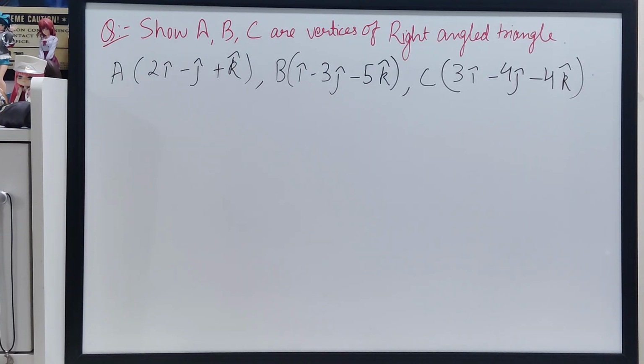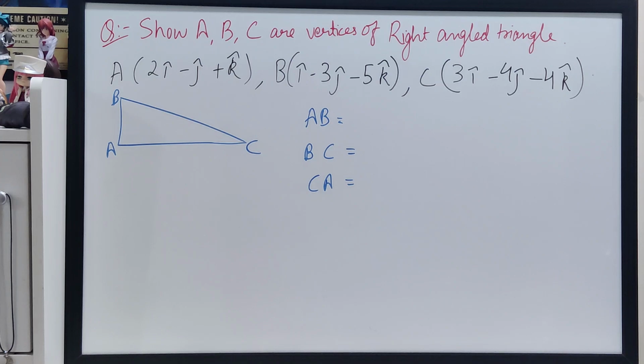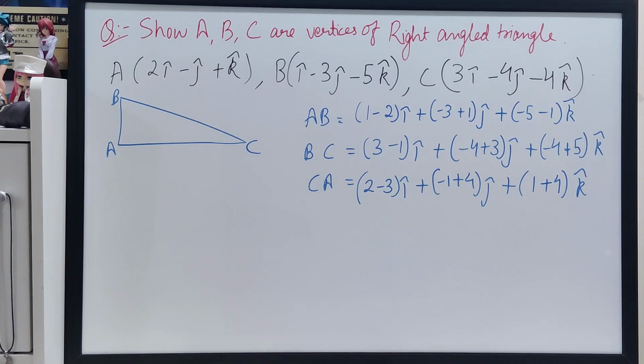Taking the next question, you have to show that A, B, C are the vertices of a right angled triangle. So first calculate the sides AB, BC, CA. So we have a hypothesis for this triangle. This can be wrong also. So let's see. We'll calculate the sides first, thinking that this is a right angled triangle.